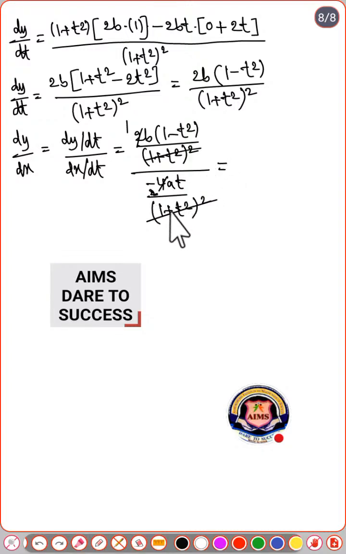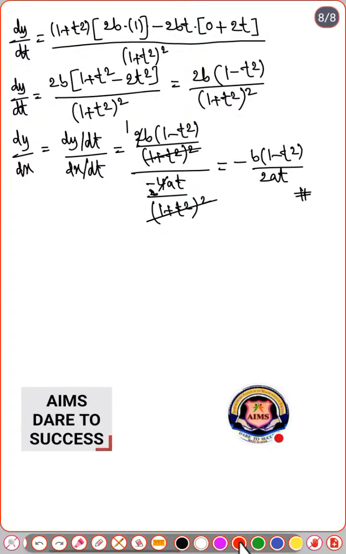Remaining value, so here minus 2at. Okay, minus 2at, minus going to first, after that remaining value b into 1 minus t square divided by the remaining value 2at. Here there is no cancellation value, so we can stop the answer. This is the required answer. I hope you all are understanding clearly.